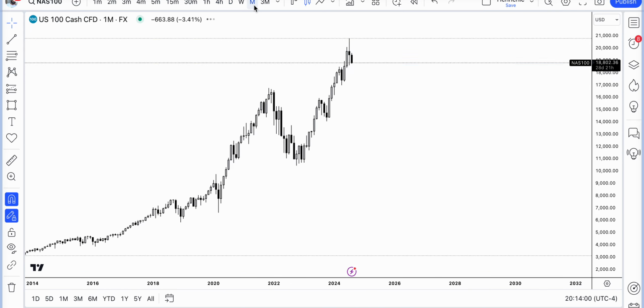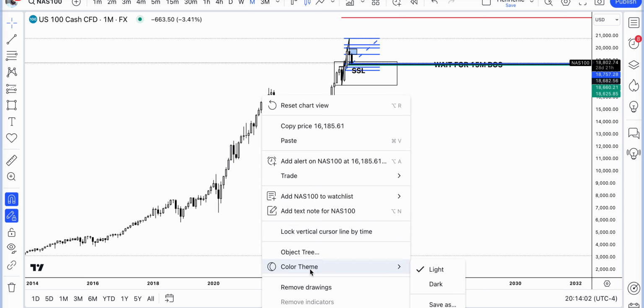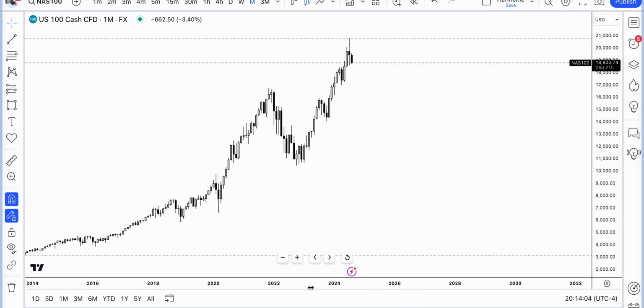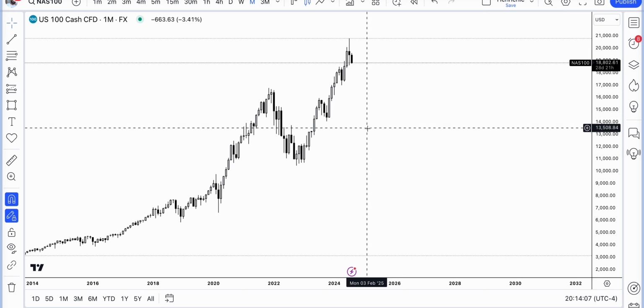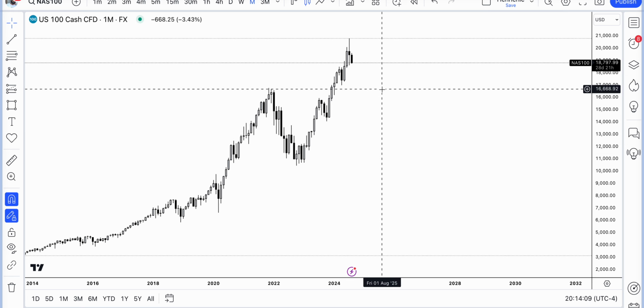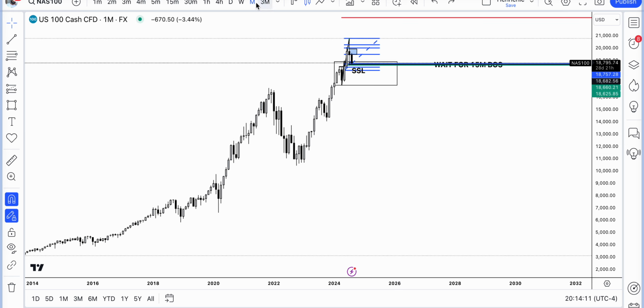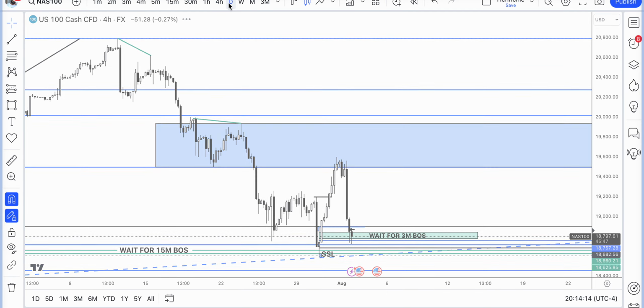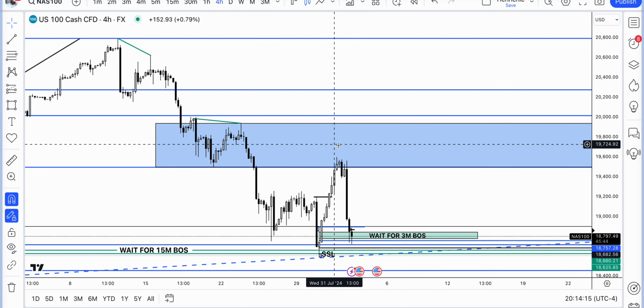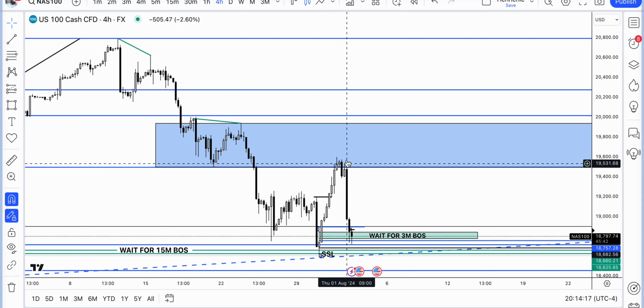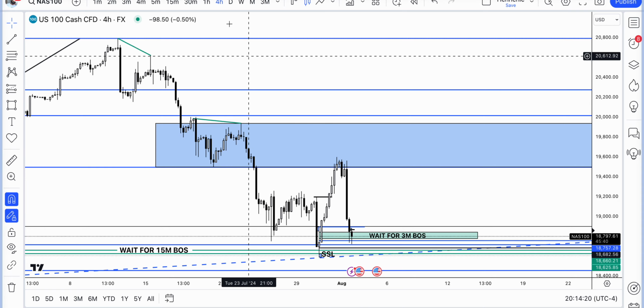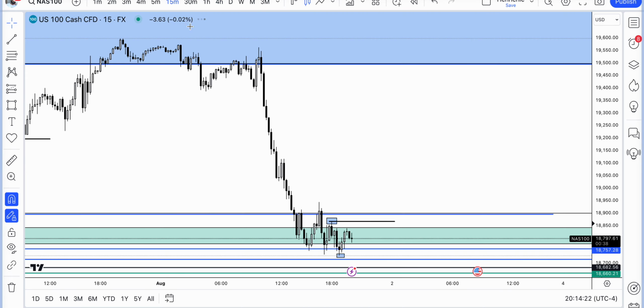But overall, going from the monthly, I still remain very bullish on NAS100, and I'm still anticipating continuation to the upside. I'm only looking for opportunities to buy it. I'm not looking for opportunities to sell it, despite the fact that yesterday I outlined this key level and said this would be a potential area for resistance. If I wanted to sell from it, I'll show you how I would have sold from it.